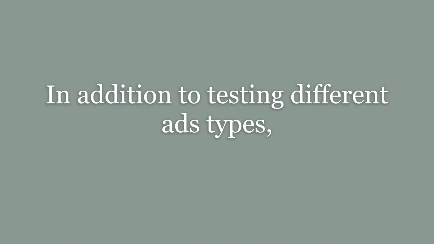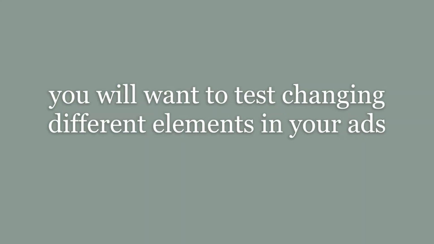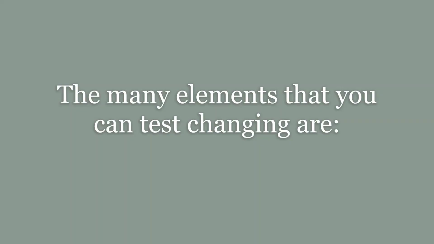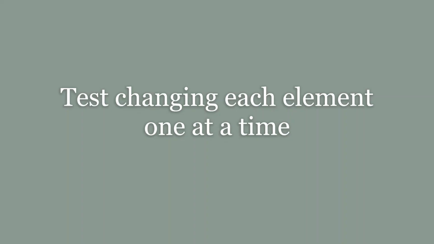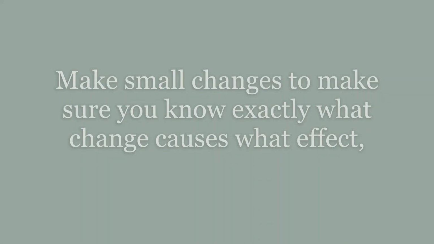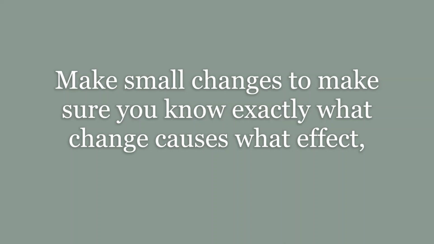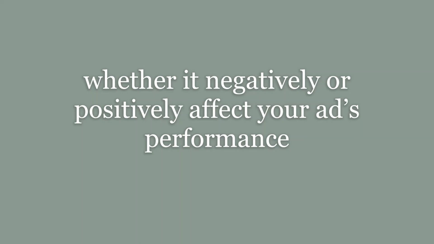In addition to testing different ad types, which we saw in the first short of this series, you will want to test changing different elements in your ads. The many elements that you can test changing are your ad heading, your ad subheadings, your ad body text, your ad imagery, your ad call to action, your ad color choices. Test changing each element one at a time. Make small changes to make sure you know exactly what change caused what effect, whether it negatively or positively affects your ad's performance.